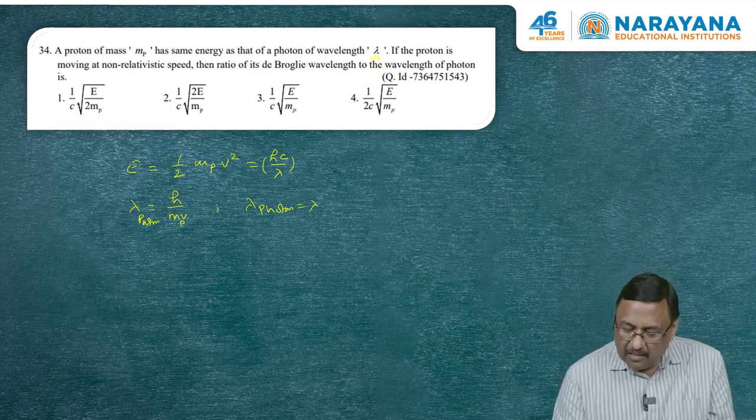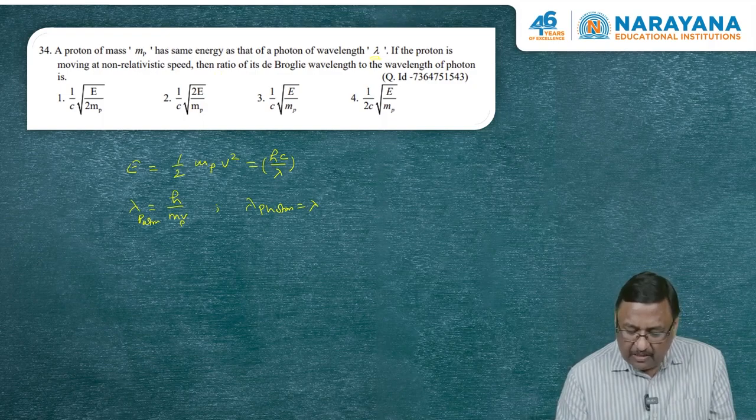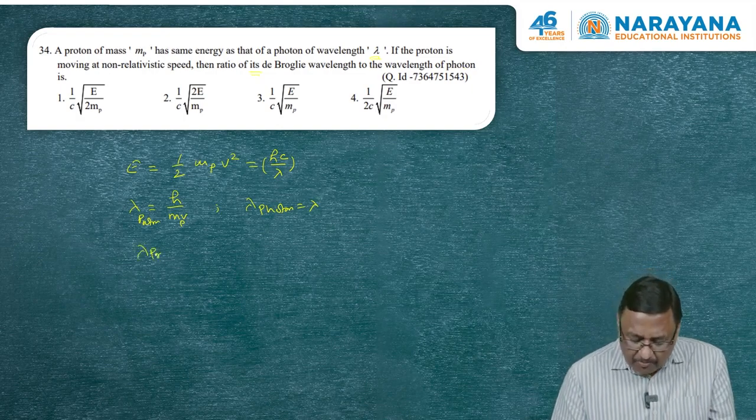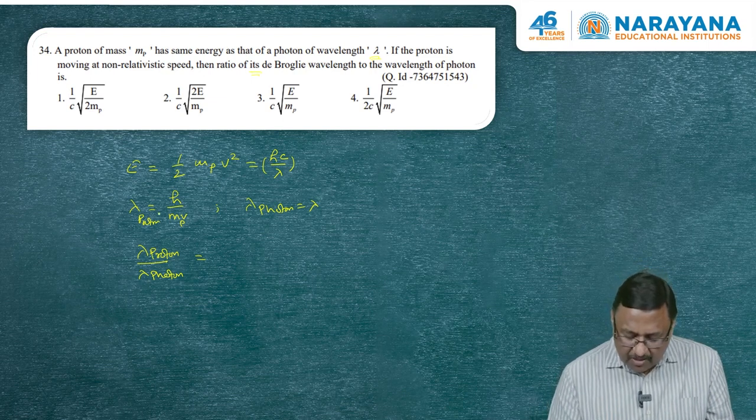He is asking, if the proton is moving at a non-relativistic speed, then the ratio of its de Broglie wavelength to the wavelength of the photon. That means we are asking lambda of proton to lambda of photon. If I write lambda of proton divided by lambda of photon, it is h divided by mass of proton into velocity, divided by 1 upon lambda here.